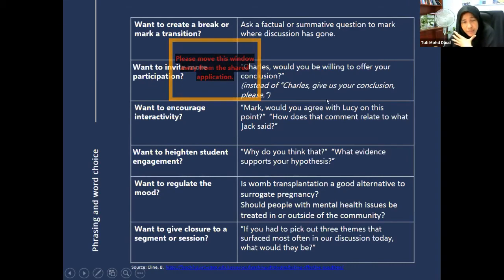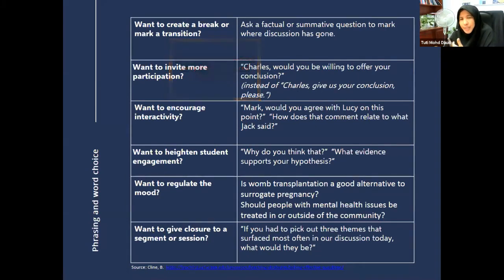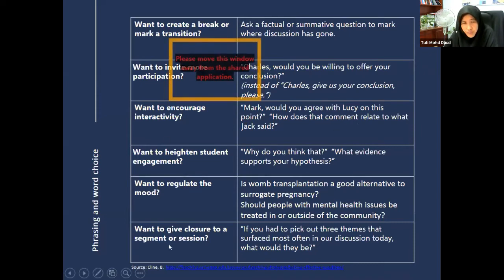I like this one. It says, instead of asking, Charles, give us your conclusion, please. I do that a lot. But he said that maybe a better question would be, Charles, would you be willing to offer your conclusion? So these are some of the questions based on the function that you want.